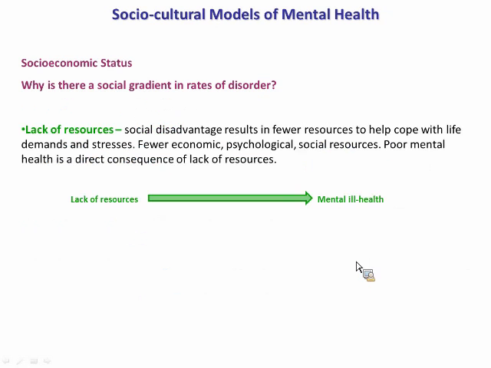And then finally, there's a lack of resources model, and this says that when you're at a lower social disadvantage, you've got fewer resources open to you to help you cope with stresses when they come along. And so having fewer economic, psychological, or social resources leads to you developing poorer mental health. So in this model, the lack of resources is seen to have a direct effect on your mental health.